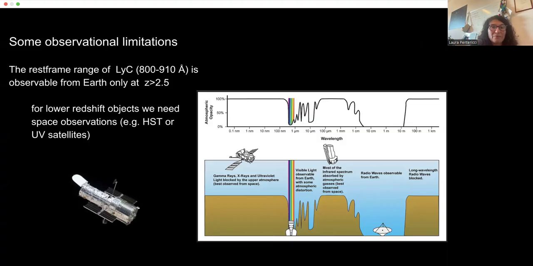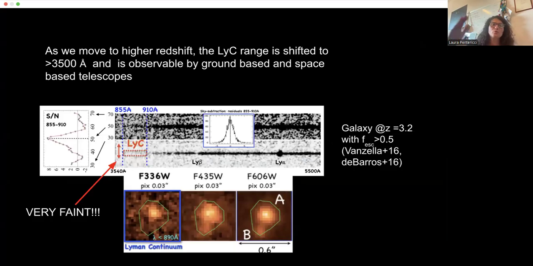And so it will never be able to give us observations on the Lyman continuum emission from, say, low redshift sources, okay? So this is currently only HST, and actually HST is degrading its UV capability. So unless we get new instruments, soon we will not be able to observe these things. As we move to higher redshift, luckily the Lyman continuum range is shifted to above 3,000 angstrom, 3,500 angstrom, and is observable also from ground-based, but also, of course, great space-based observation. So even the HST can still continue.